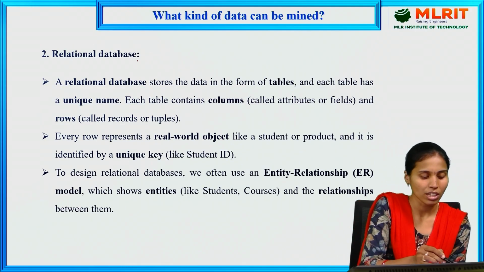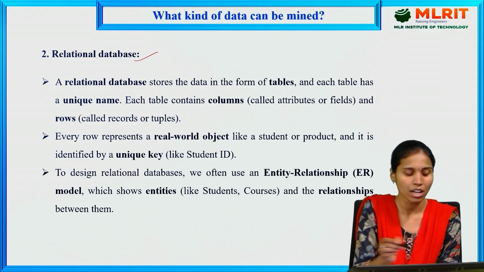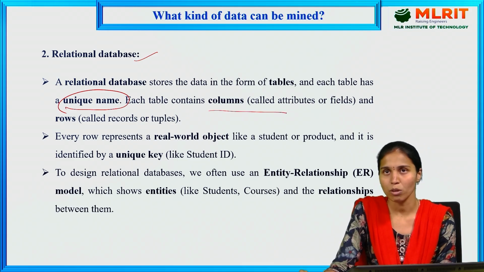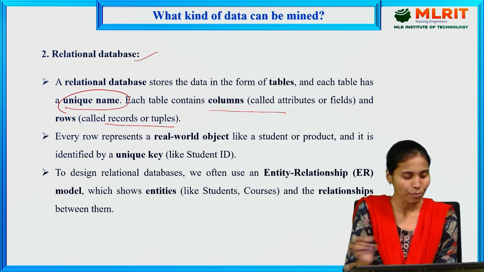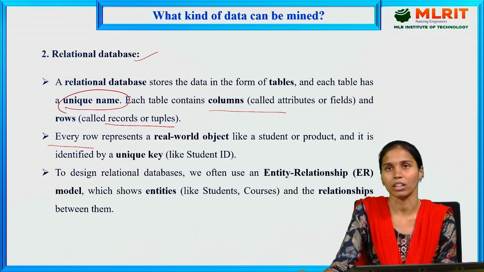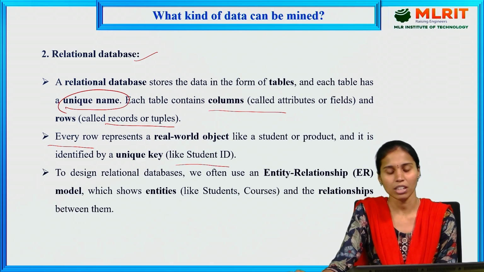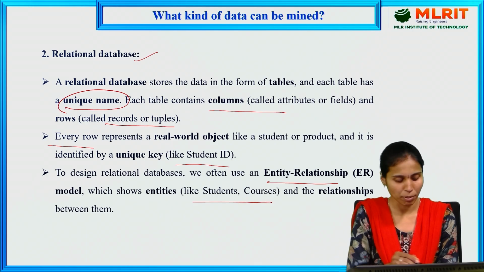The second one is relational database. A relational database stores data in the form of tables and each table has a unique name. Each table contains columns called attributes or fields and rows called records or tuples. Every row represents a real world object like a student or product and is identified by a unique ID like student ID. To design a relational database, we often use an entity relationship (ER) model, which shows entities like students, courses and the relationship between them.